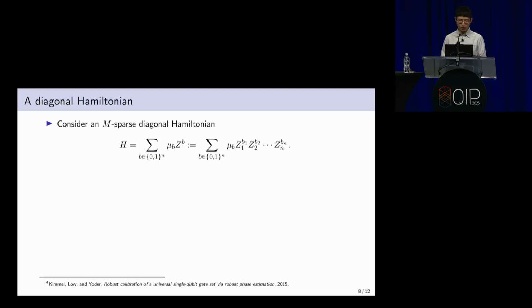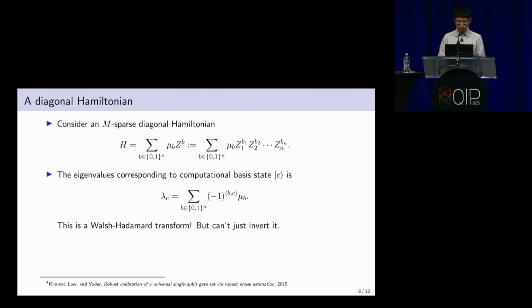So with compressive sensing, we are actually ready to deal with some of the most simple cases, such as a diagonal Hamiltonian. So we consider an M-sparse diagonal Hamiltonian of this form. H is a sum of Z strings, each with a coefficient that we want to learn, and there are M of them, M non-zero entries. A key observation is that the eigenvalues of this Hamiltonian can relate to the coefficients in a really nice way.